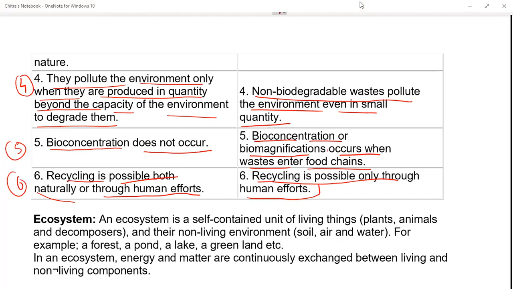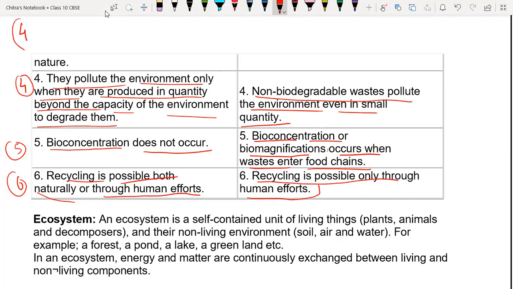So this is all about the difference between biodegradable and non-biodegradable waste. I want everyone to take a screenshot again, and it is going to be your fourth screenshot for the day. Take a screenshot, everyone. Yes, sir.